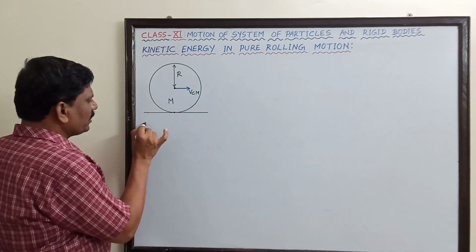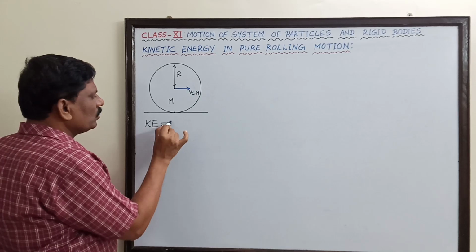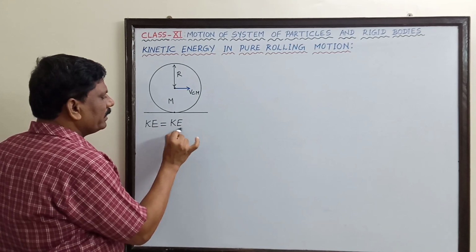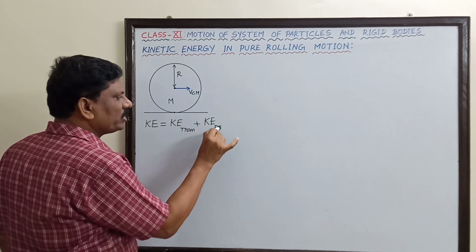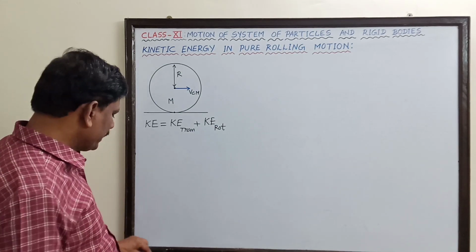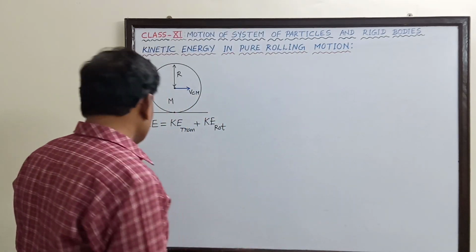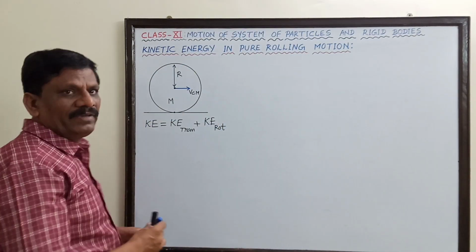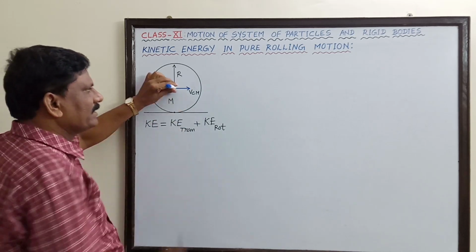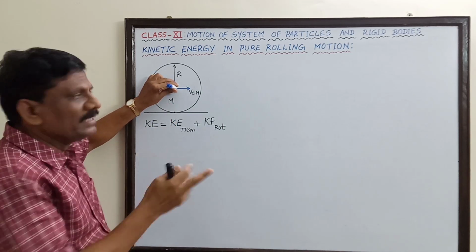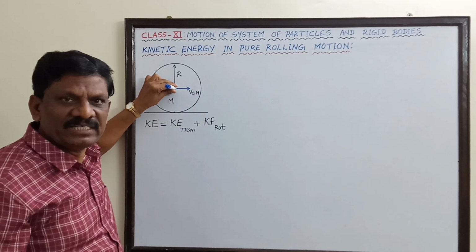So I will write the expression that the total kinetic energy in rolling motion is equal to the kinetic energy in translatory motion plus kinetic energy in rotational motion. Now when we speak of rotational motion, you can see here this is the wheel. When the wheel is in rotation, if this is the axis of rotation about the center of mass, the wheel will have a moment of inertia.